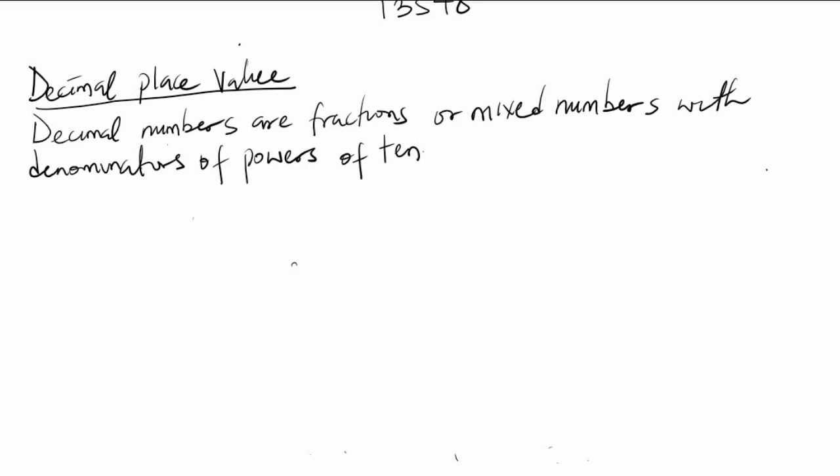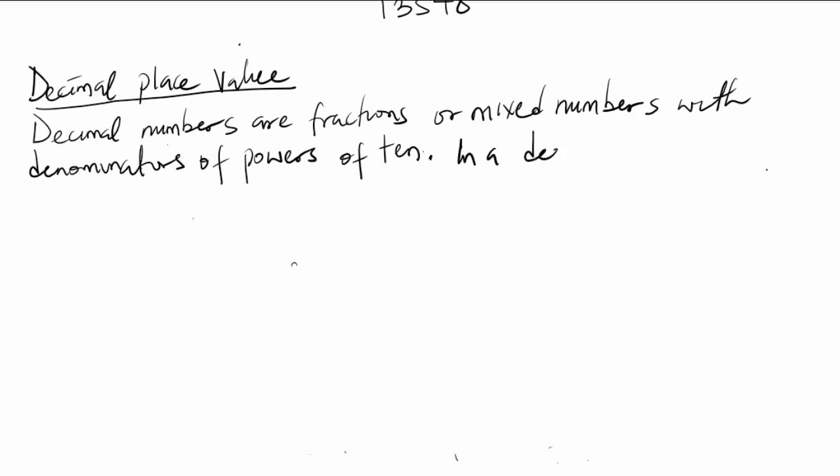In a decimal number, the digits to the left of the decimal point represent the whole number, while the digits to the right of the decimal point represent the decimal part. I would go ahead and write that down.